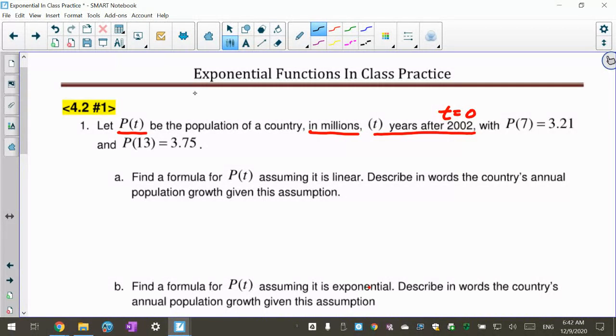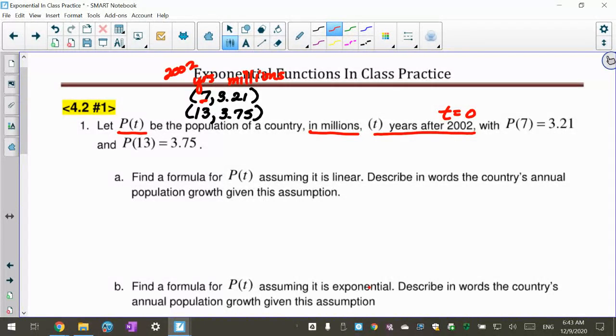So the first thing I'm going to do is make points. So the first point is 7, 3.21. The second point is 13 because that's my input and my output is 3.75. And then I want you to label the crap out of it. So this is years. And remember, it's since 2002. So actually this 7 is 2009 and this 13 is 2015. It makes our formula cleaner, neater, and not as big numbers, okay? And then this is in millions of people. So I label the crap out of it, all right?